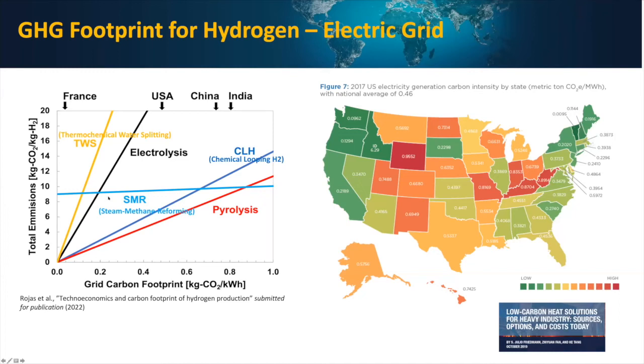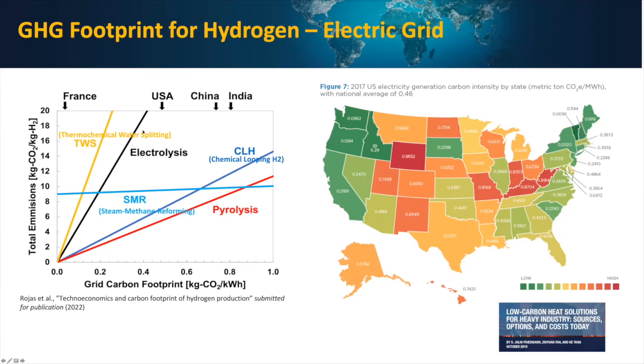But if you use electrolysis, which is important because the grid is decarbonizing and we should be using electrolysis, you have to really watch out for the grid carbon footprint. If you are the US grid, on average, you are producing about 2 to 3 times more CO2 for electrolysis, unless you're France, where most of the electricity is produced by nuclear, thereby you would have a lower carbon footprint.